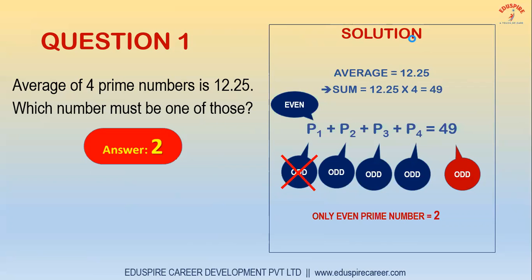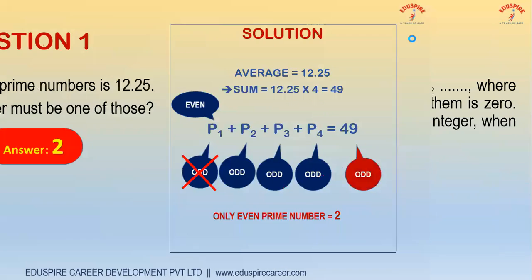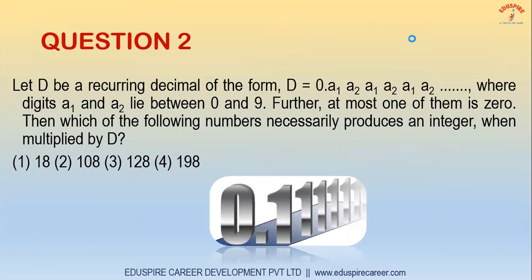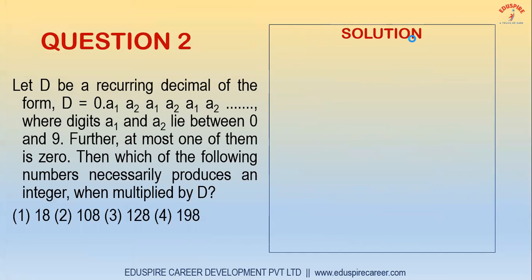Hope that was clear. So we'll move on to the next one. Now here is question number 2, where it talks about a recurring decimal. All right. So at the end, they're asking which of the following numbers necessarily produces an integer when multiplied by D, right? So let's understand this question, guys.